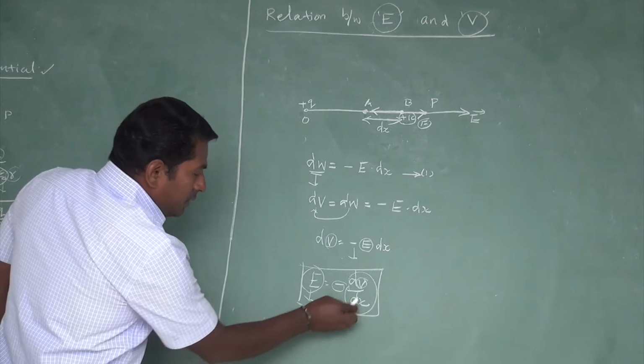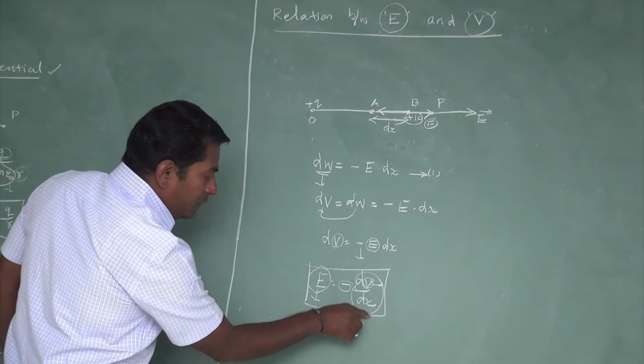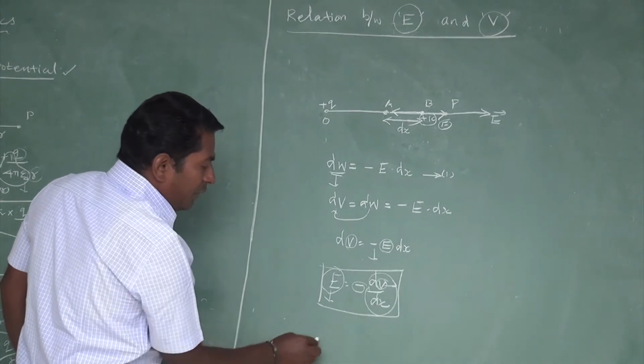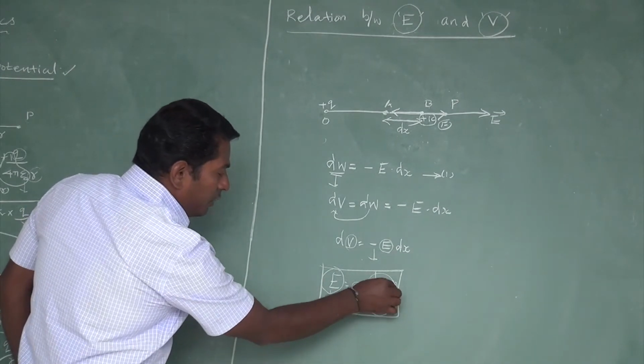So this electric potential varies with respect to distance, but along the direction of the electric field, the electric potential goes on decreasing.